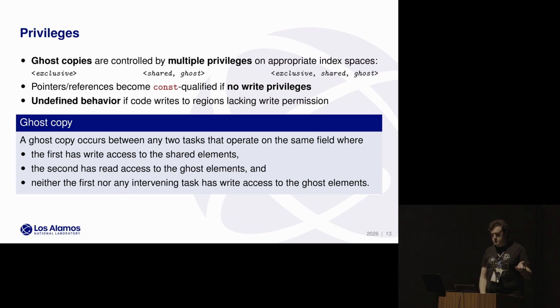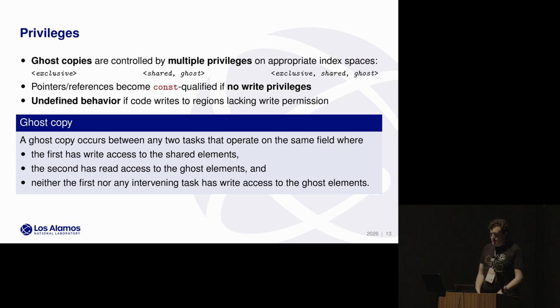If you have 1 privilege, there are no ghosts. Everything is exclusive. If you have 2 privileges, it's shared and ghost, and writes to the first necessitate ghost copies. If you have 3, they are exclusive, shared and ghost, and writes to exclusive do not necessitate ghost copies because nothing can be a copy of that. If all of your privileges lack write permission, then FleCSI will actually give you a const pointer or reference when you access the data. But because it's possible to have read-only access to some of it and read-write to the rest, you do have to watch out for the case that you write to a part you promise not to write to. FleCSI will not know what to do with that, and undefined behavior can result.